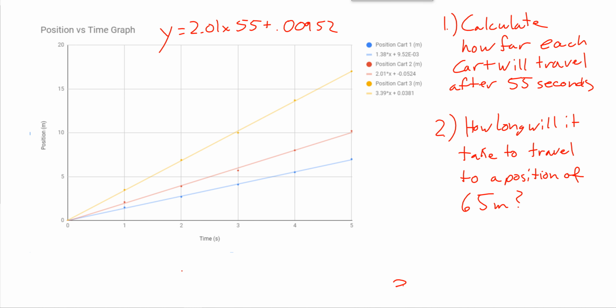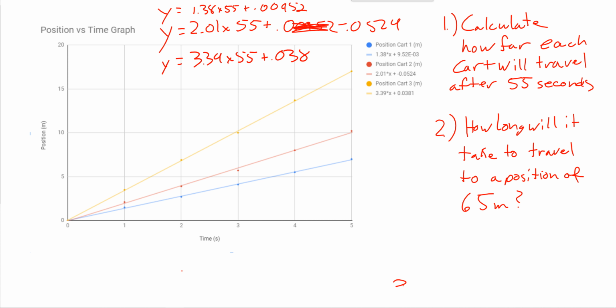Okay, so for cart 1, since I can't even seem to erase it now, we got 0.0524 and it's negative. For cart number 1, 1.38 times 55 plus 0.00952. And for the third cart, 3.39 times 55 plus 0.0381. Okay, everybody with me on that one?